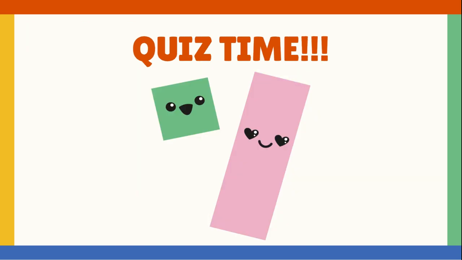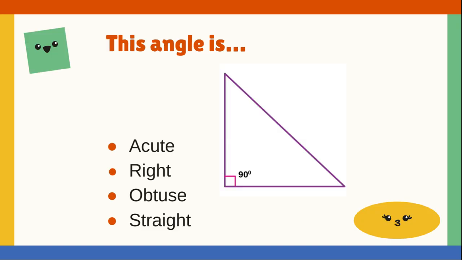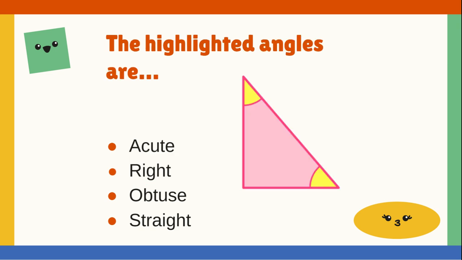All right, let's take a quick quiz about angles. So this angle in the picture is acute, right, obtuse, or straight. Good. This one is 90 degrees, so that one is a right angle. The highlighted angles here are acute, right, obtuse, or straight. So you can see those ones are a little smaller than 90 degrees, so these ones would be acute.